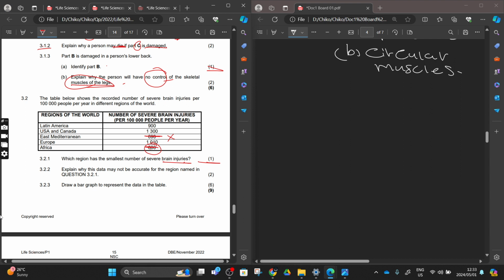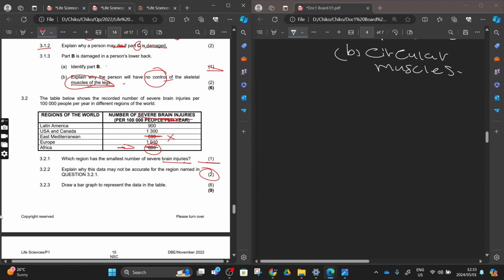Because in Africa we don't have many ways to find these numbers. We don't have the means in our medical systems to detect this brain damage, these severe brain injuries, right? Those are the things that you want to place here. You can go to the memorandum and see this answer here, right?